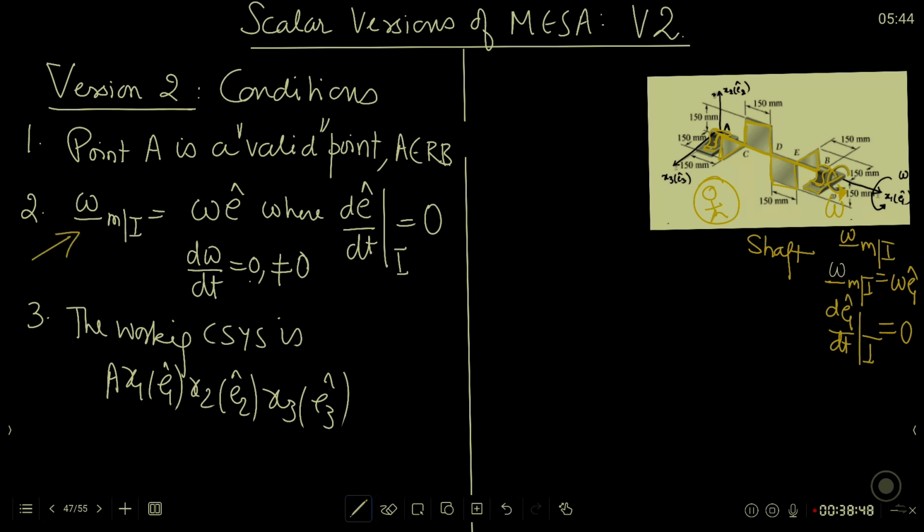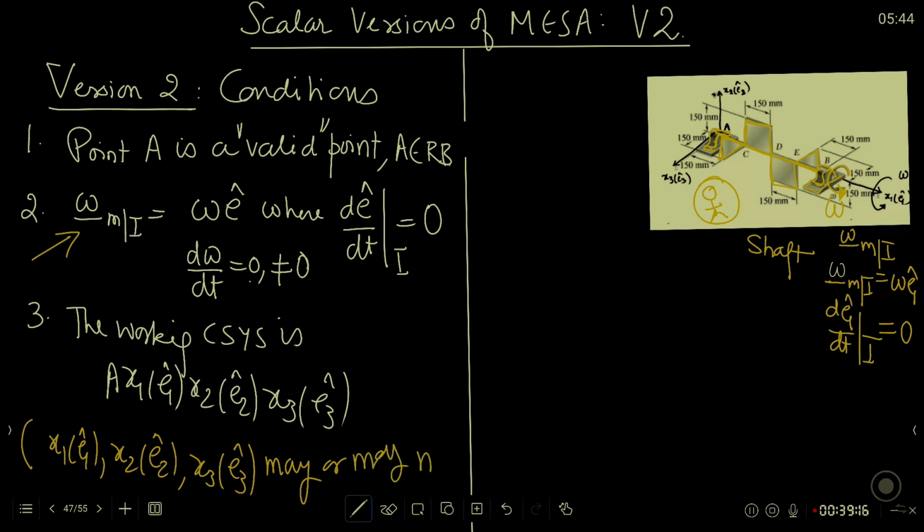I will write here in parenthesis: x1 E1, x2 E2, x3 E3 may or may not be P axis. I don't know. May not be. We are not imposing this condition. In some cases it may be. Besides 1, 2, 3, there may be more simplifications possible, but that's not part of what I call version 2.